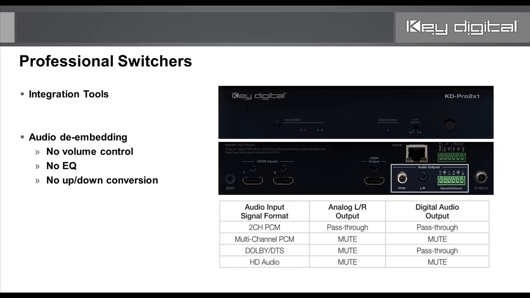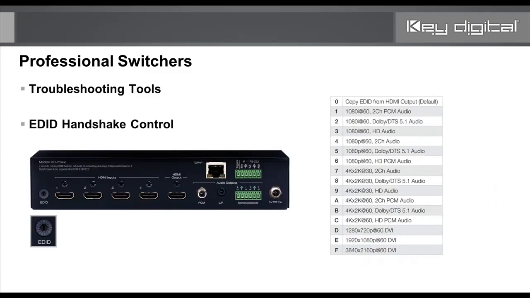Now here we do look at the audio de-embedding feature. So this is going to be really perfect for integrating right into your amplifiers. Now you should note that there is no volume control or equalization, bass, mid, high, and there's no format conversion. So if you want 2-channel audio out of your analog connector there, you need to ensure that your video source is outputting 2-channel audio, and that's not a problem at all when you utilize the EDID rotary that we have on the product.